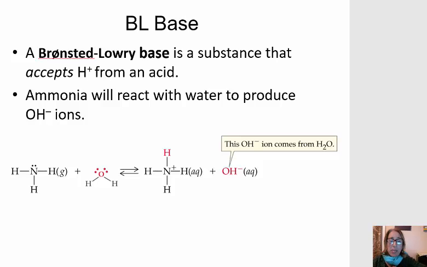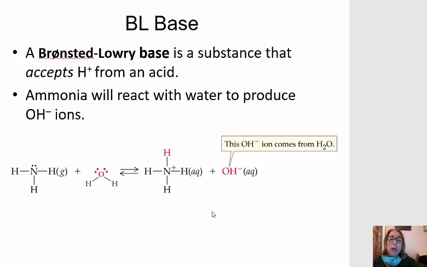We know that acid-base chemistry is all about the transfer of a proton, or H+, from an acid to a base. So a Bronsted-Lowry base is the chemical that accepts the proton from the acid, or the H+. So on the slide here, we see an example of an acid-base reaction.